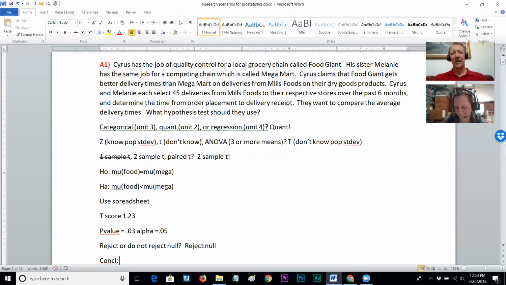Really, this comes down to what's the claim? The claim is Cyrus gets better delivery times than Megamart on dry goods products. So when you're doing your conclusion, address this claim. Is Cyrus right or is Cyrus wrong? So I would say we have sufficient evidence that Cyrus gets better delivery times than Megamart. Food giant gets better delivery times than Megamart. Is that right?